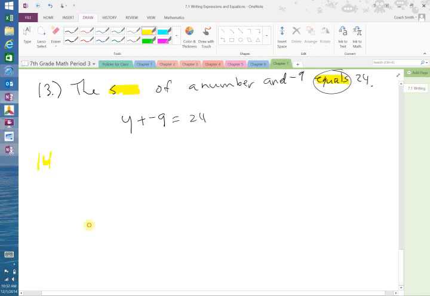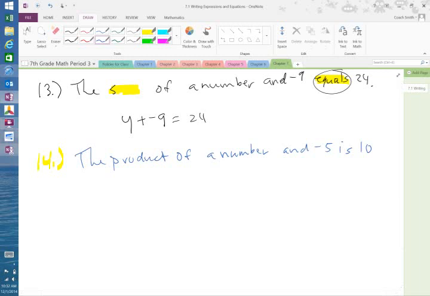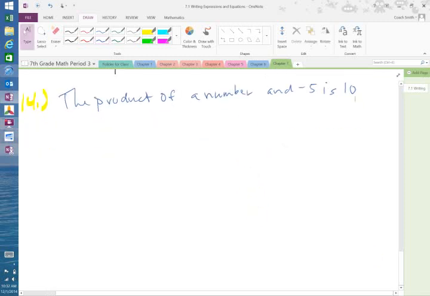All right, let's look at number 14. No, that'll come later this week. The product of a number and negative 5 is 10. Once again, what does the word product mean? Multiply. Multiplication. So the product of a number and negative 5. How do I write that? Negative what? Yes. Negative 5x equals 10.